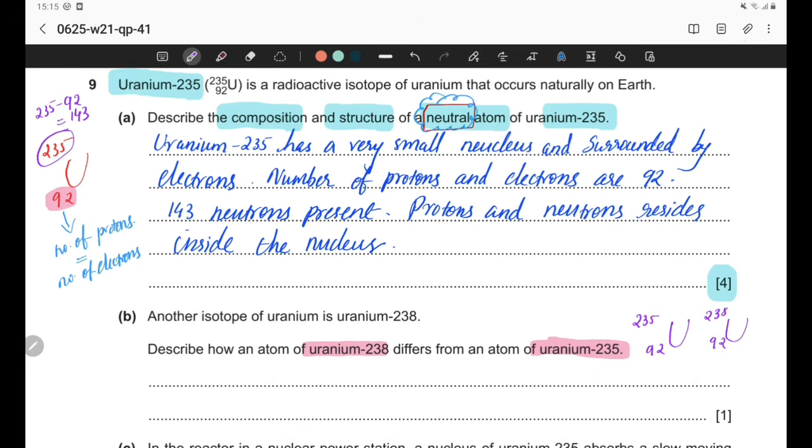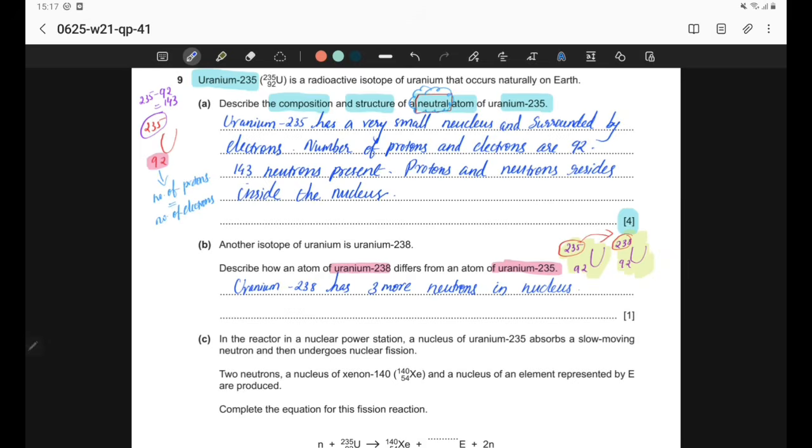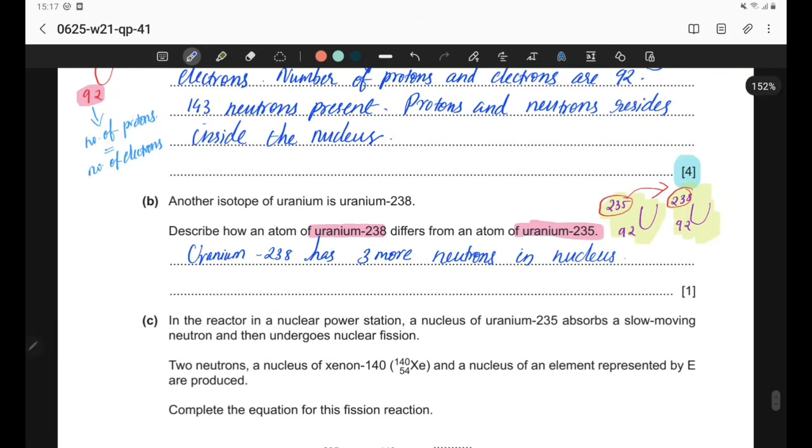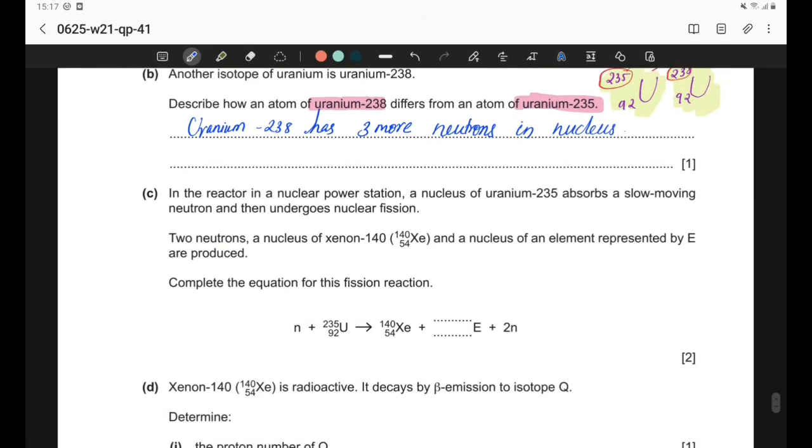Now we have to describe what the difference is between uranium 235 and uranium 238. So we can identify that there are 3 more neutrons in the nucleus of uranium 238. Uranium 238 has 3 more neutrons in the nucleus. Since it is a 1 mark question, 1 point is enough.